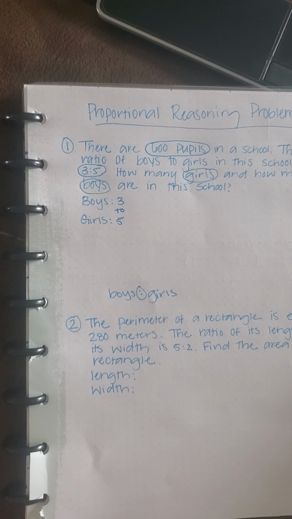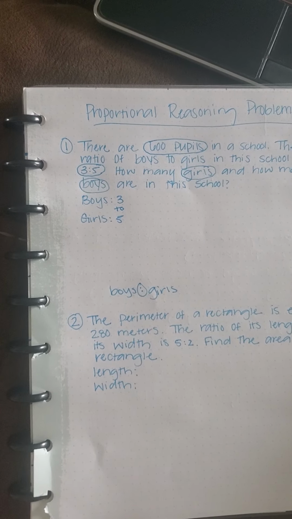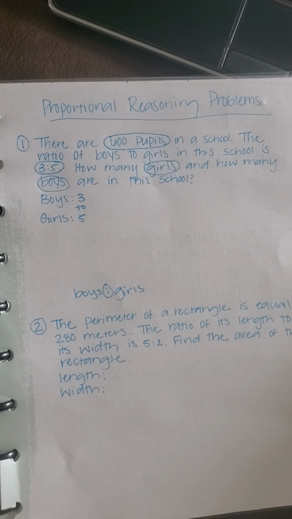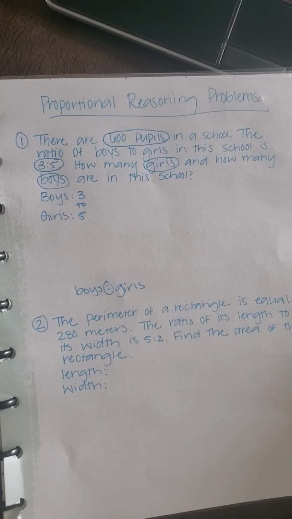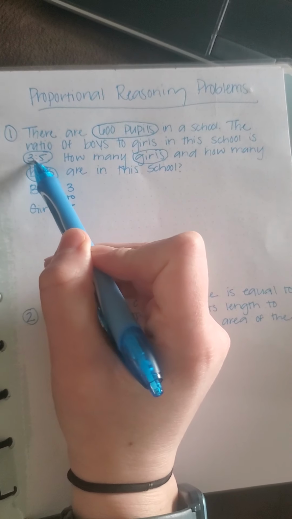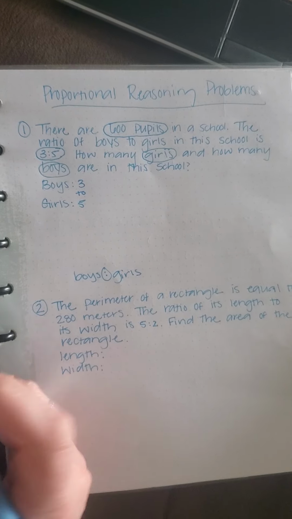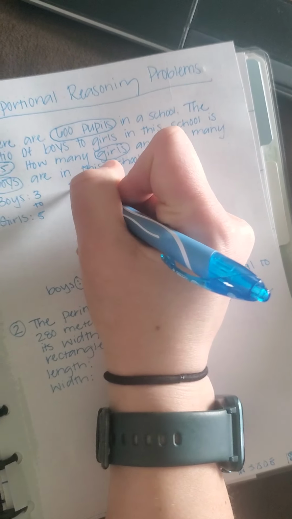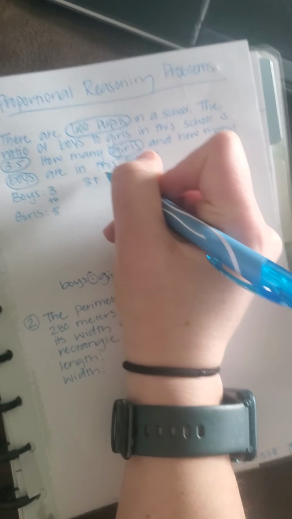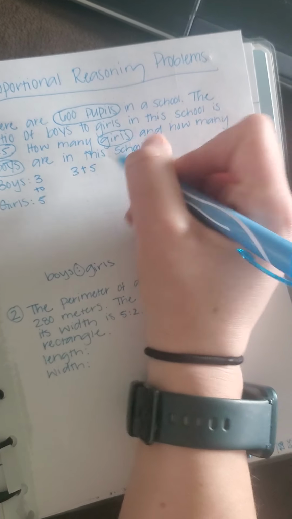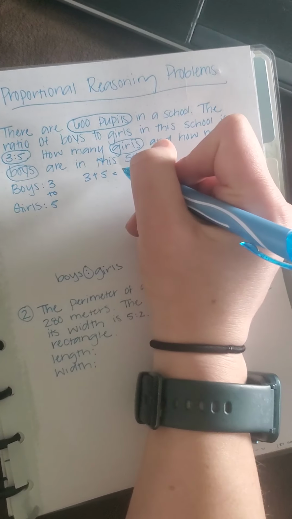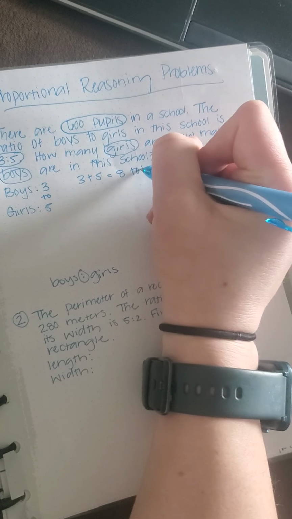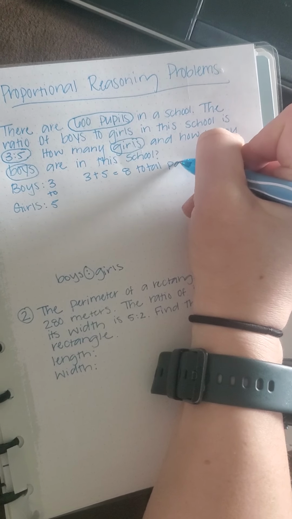Our first thing to do for this problem is find the total parts of the ratio. Who can remind me how we find our total parts? Very good. We look at our ratio, 3:5, and add those two numbers together to get our total parts. So our first step is 3 plus 5. Say it with me, class: 3 plus 5 is equal to 8. This is our total parts of our ratio.